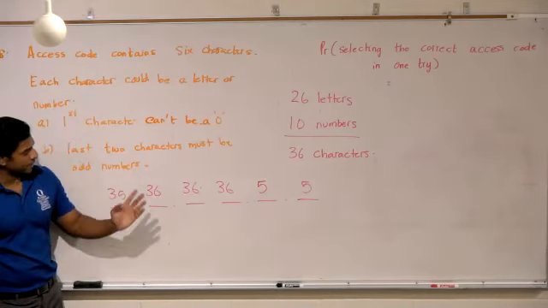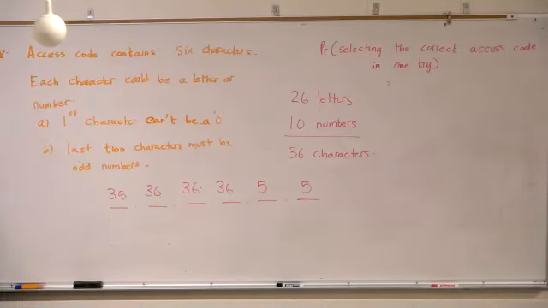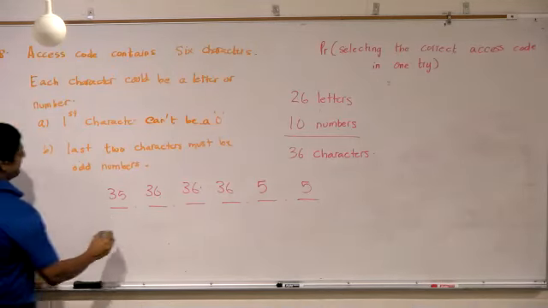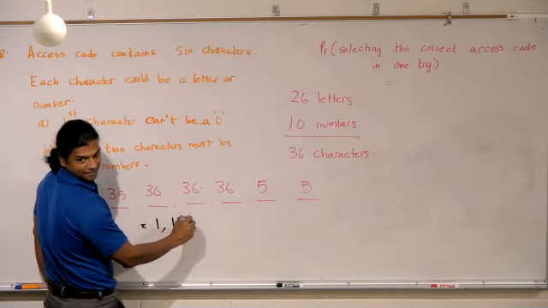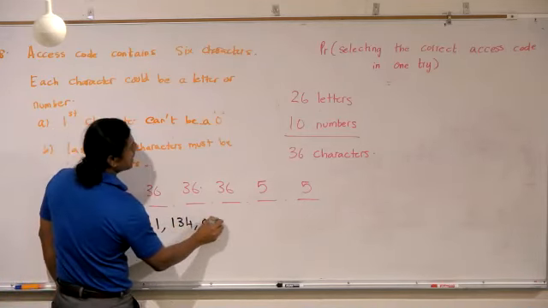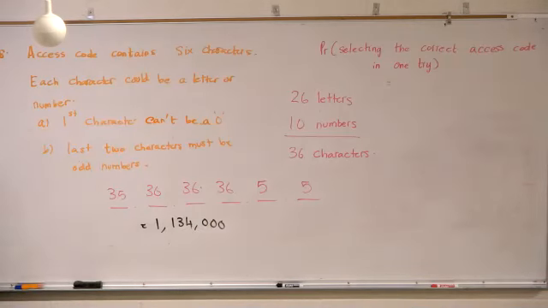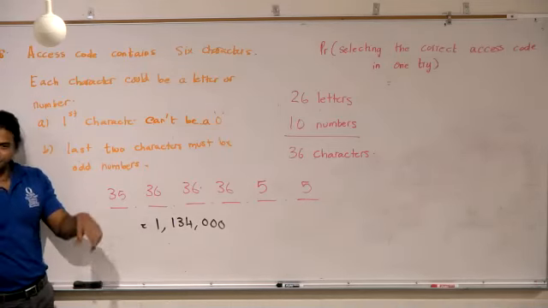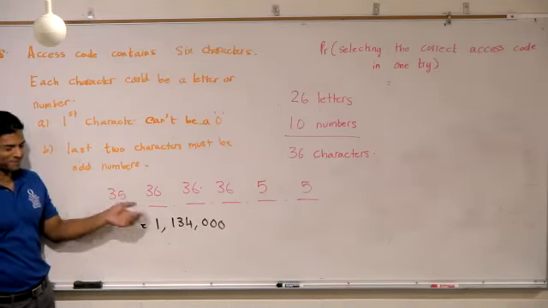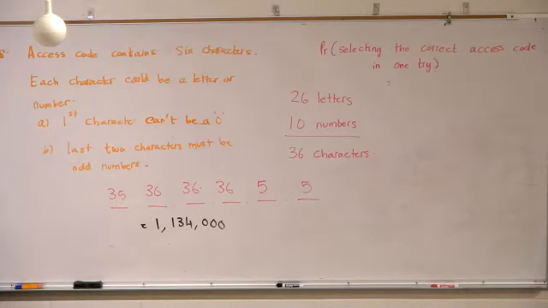So if you multiply all that, what do you get? 1,134,000. Exactly. That's 25. If you didn't know the fundamental rule of counting, do you really want to sit there and write all these possibilities?